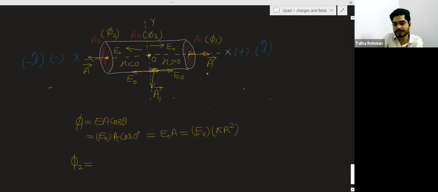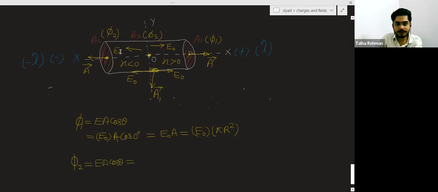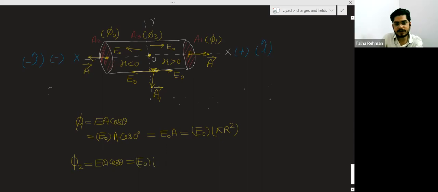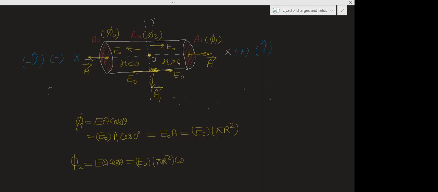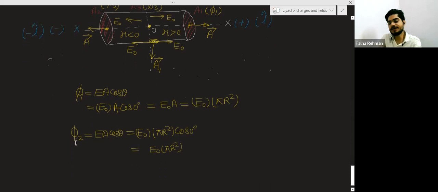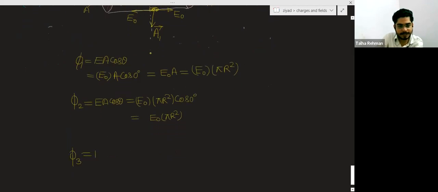again you will apply EA cos theta. What is EA for this area? EA is E naught and area is again pi r square. Both the areas will be the same in magnitude, pi r square again, and cos 0 is 1. So this will become E naught into pi r square. Here also cos 0 is 1, so I have not written it. So phi1 and phi2 you have. Now you have to calculate phi3. For phi3 again you will apply EA cos theta.